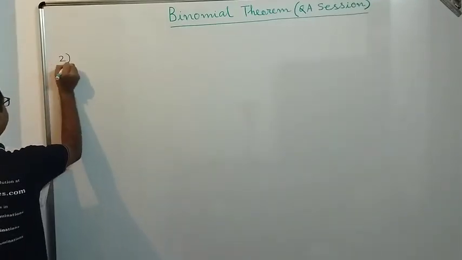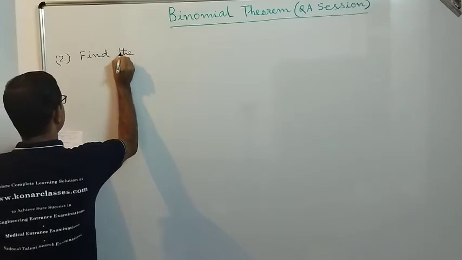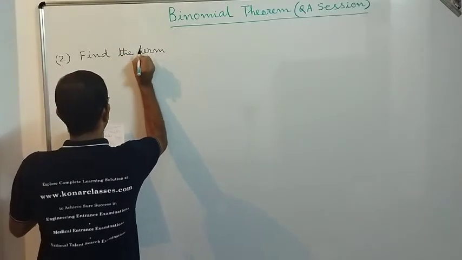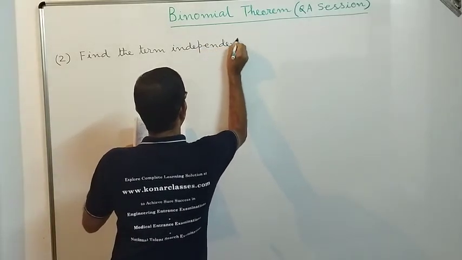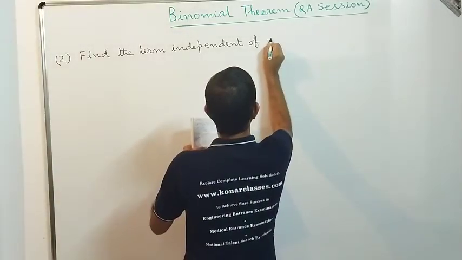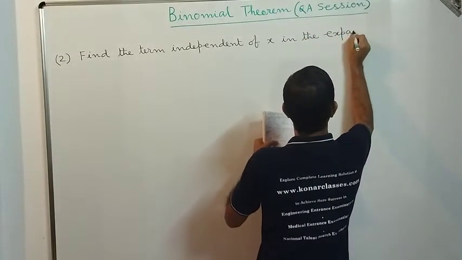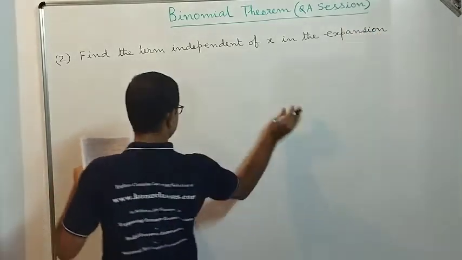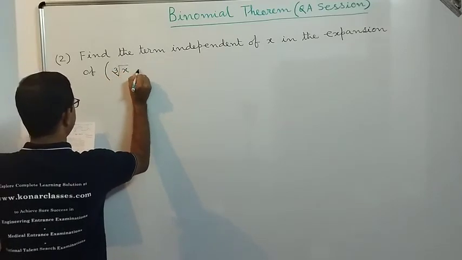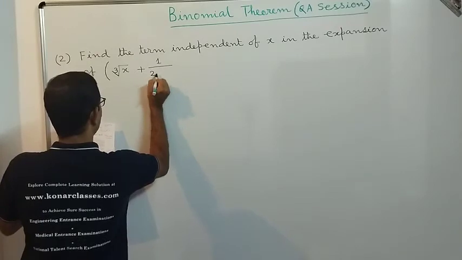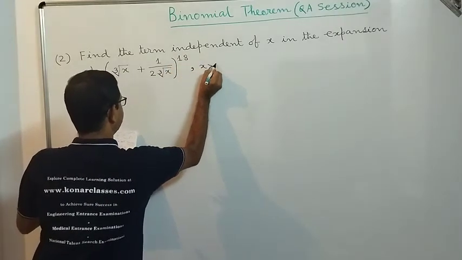The question here is: find the term independent of x in the expansion of (cube root of x plus 1 by 2 into cube root of x) power 18, where x is greater than 0.